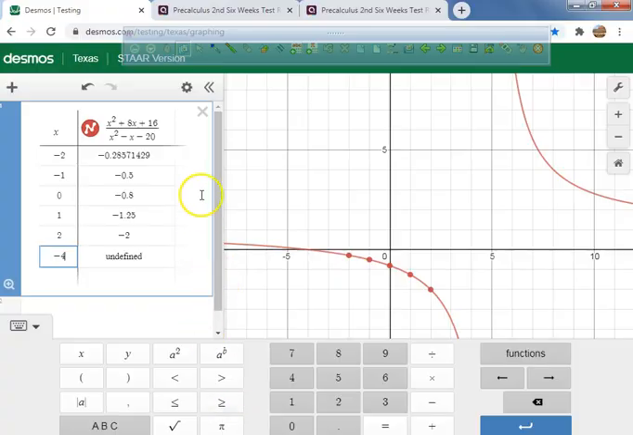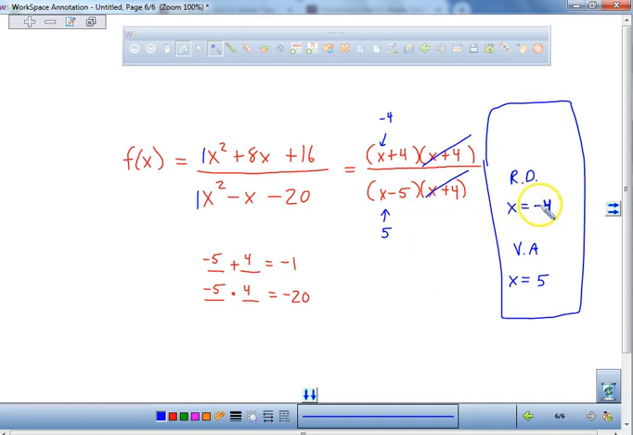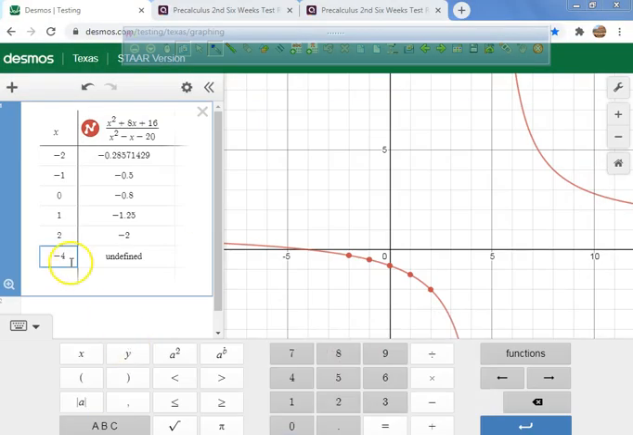All right, so I just want to make sure you guys understand right here. If I use a -4 real quick, I want you to see how we have a removable discontinuity at -4. So I want to show you the graph at -4. It is undefined. So I just want to let you know.